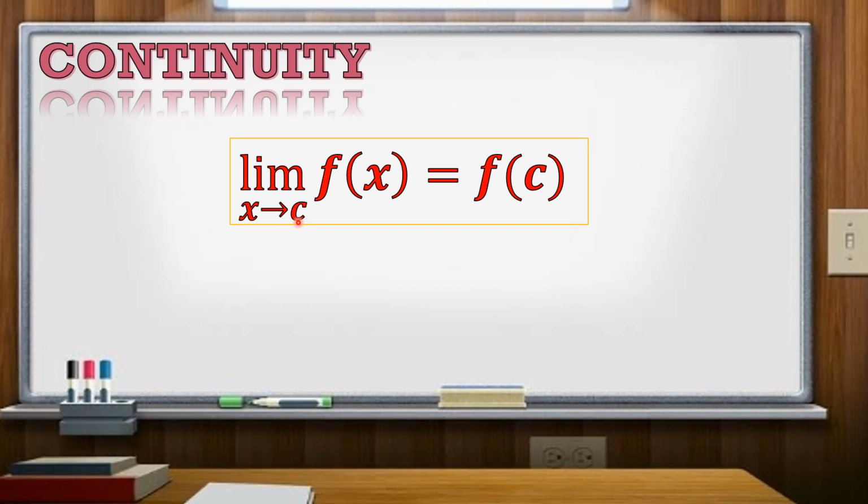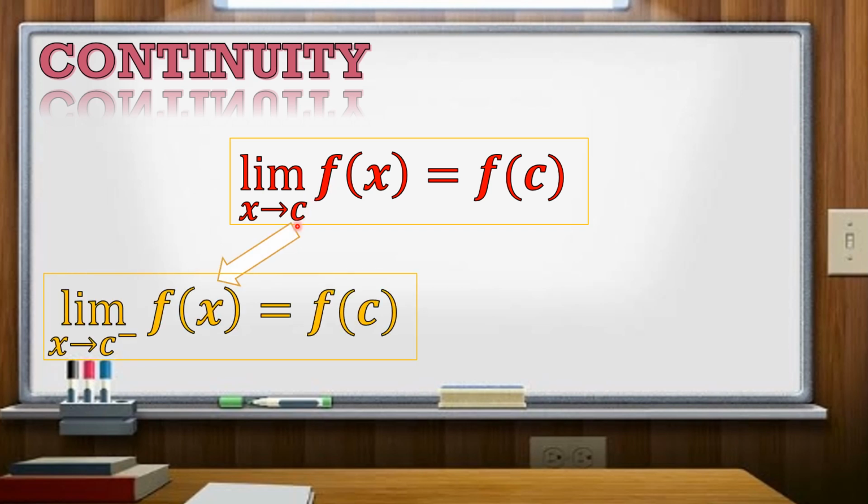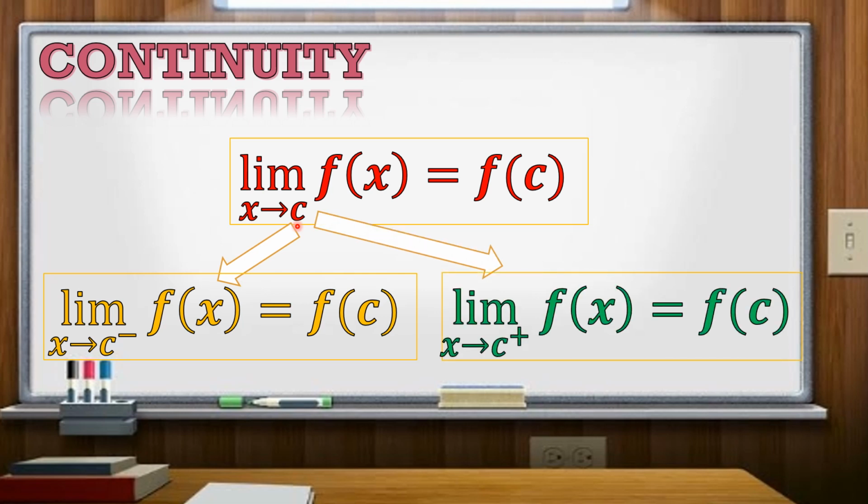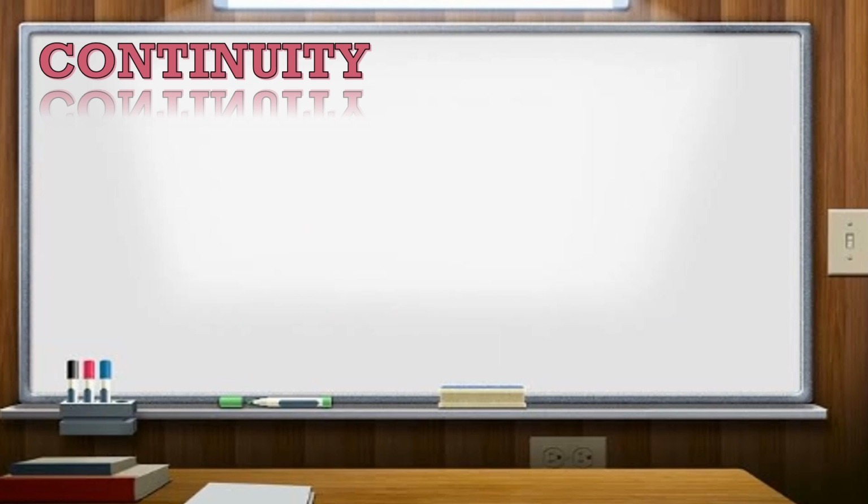And then we will find your x approaches c negative, that is your left hand limit, and your x approaches c positive, that is your right hand limit. So kung continuous yung function natin, defined yung f of c natin, and also defined or nag-exist yung left hand limit natin and also your right hand limit. Paano natin isa-solve yung continuity at a point? This is the strategy.